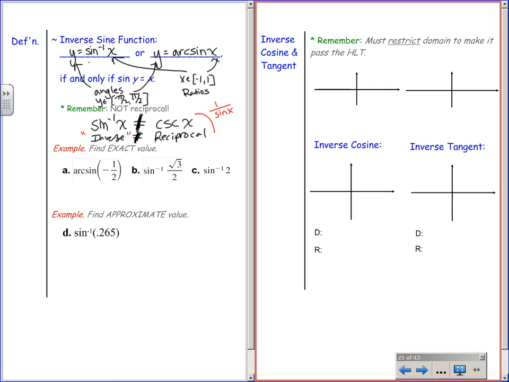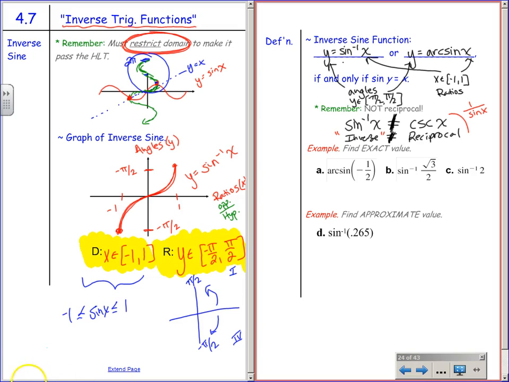But I did have you guys on those graphs, right? Didn't we highlight some stuff saying we can only put in between 1 and -1 and we'll only get out, in a calculator, angles between pi over 2 and -pi over 2.